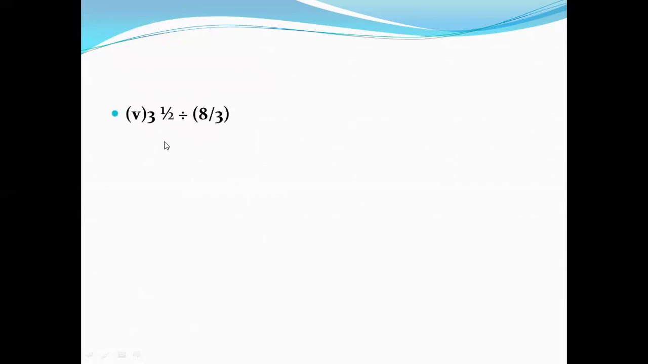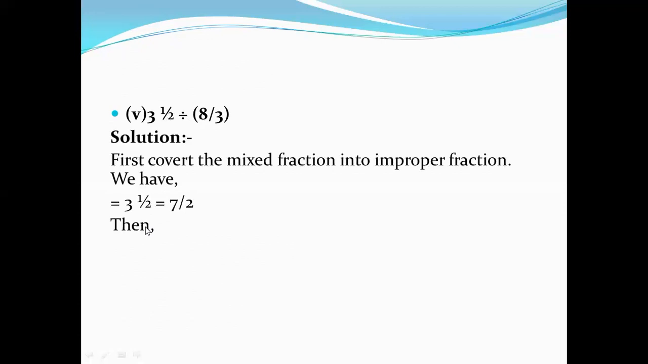Sorry, we have one more problem here. 3 1 by 2 divided by 8 by 3. Mixed fraction. We will change the mixed fraction into an improper fraction. 2 3s are 6, 6 plus 1, 7. So 7 by 2. 7 by 2, division symbol into the reciprocal of 8 by 3. What is the reciprocal of 8 by 3? Just reverse it, 3 by 8. 7 by 2 into 3 by 8.